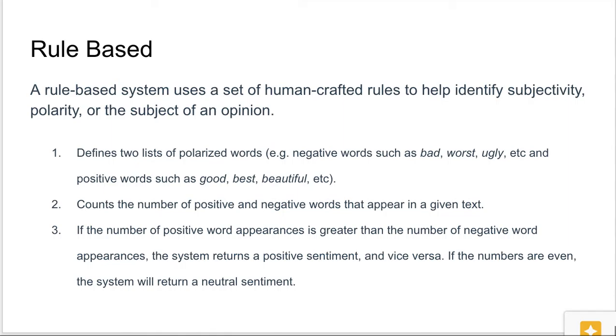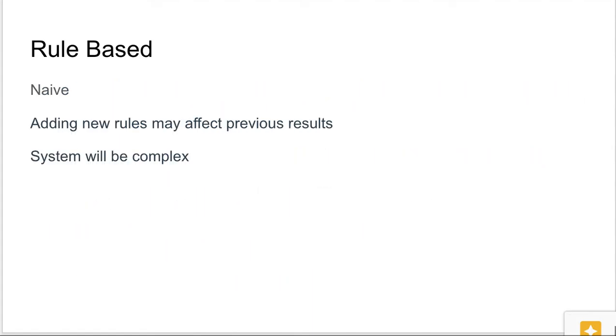Firstly, it defines two or more lists of polarized words, like negative words such as bad, worst, ugly, and positive words such as good, best, beautiful, and then counts the number of positive and negative words that appear in a given text. If the number of positive word appearances is greater than the number of negative word appearances, the system returns a positive sentiment, and vice versa. If the numbers are even, the system will return a neutral sentiment. The rule-based approach is naive, and adding new rules may affect the previous results. When you add new rules in, the system will be complex.